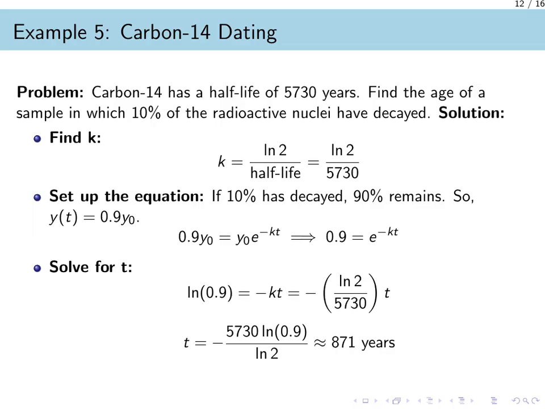Finally, we solve for the time, t, by taking the natural log of both sides and substituting our value for k. This gives us an age of approximately 871 years. So, by measuring the remaining radioactive material, we can calculate how long ago an organism died.